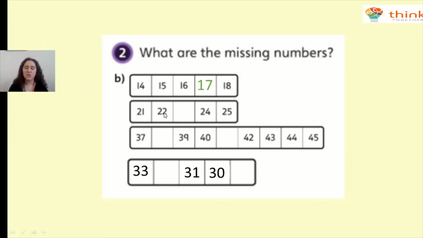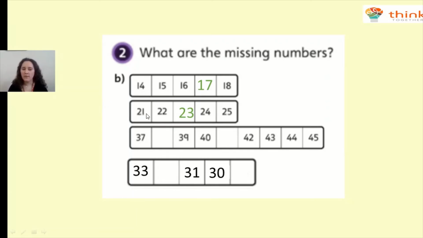21, 22, 23. Fantastic. 23 is our missing number. What or how do we write 23? Fantastic. 23 is written with a 2 and a 3. We could have used the numbers around us to help. There is a bit of a pattern.